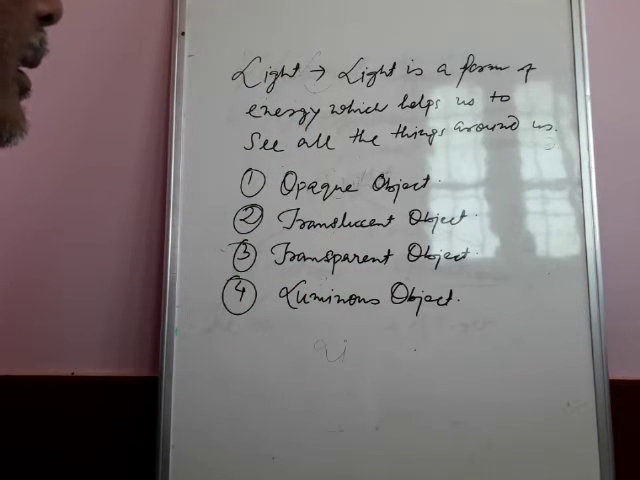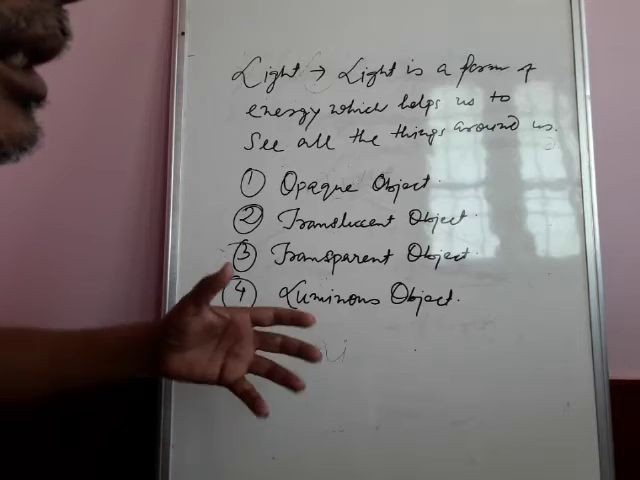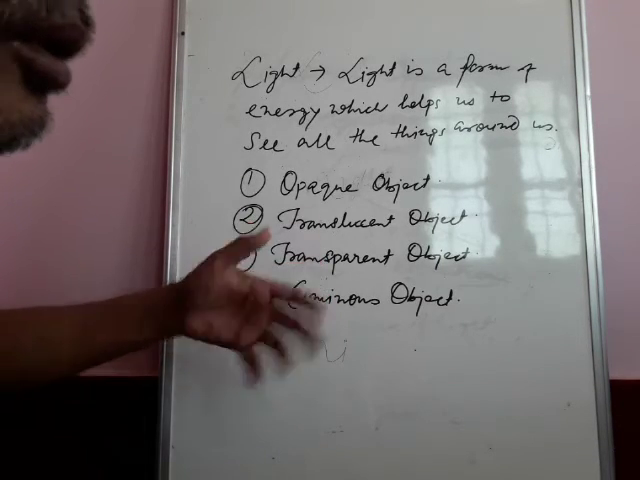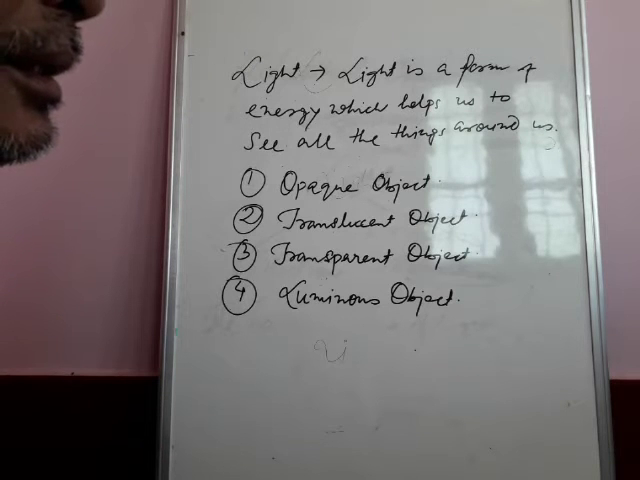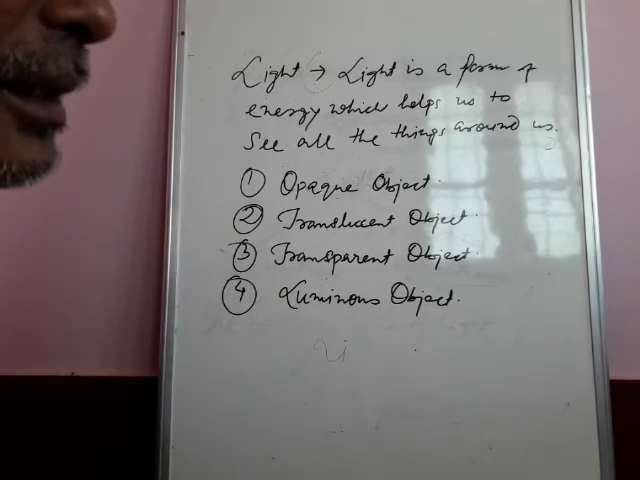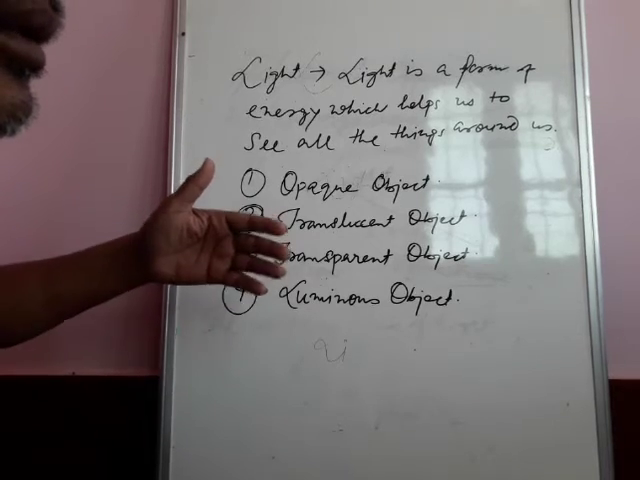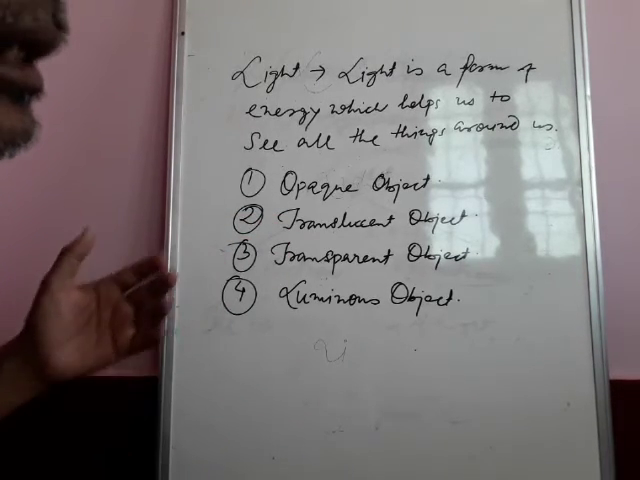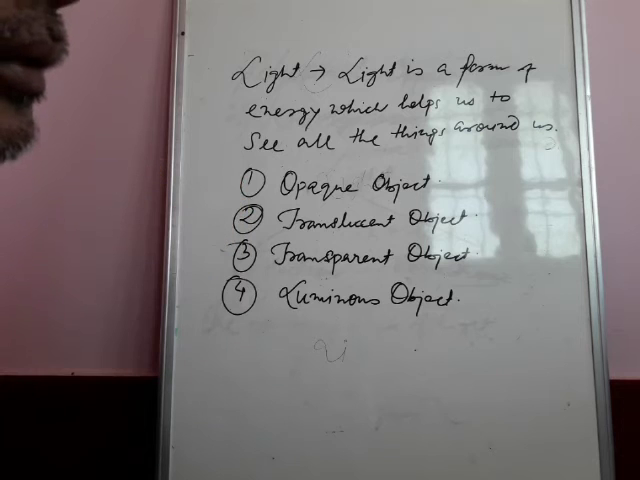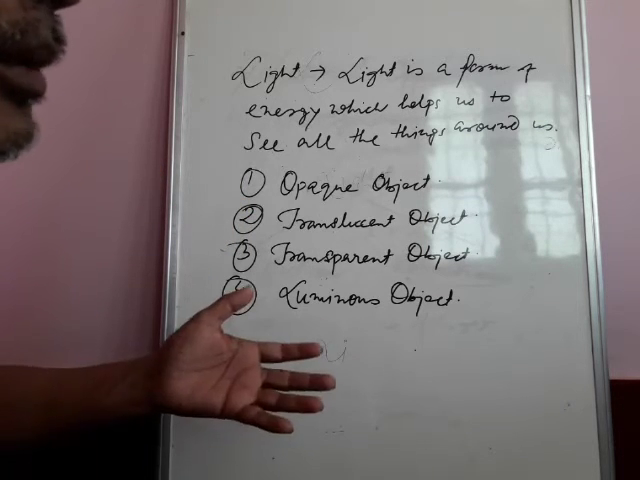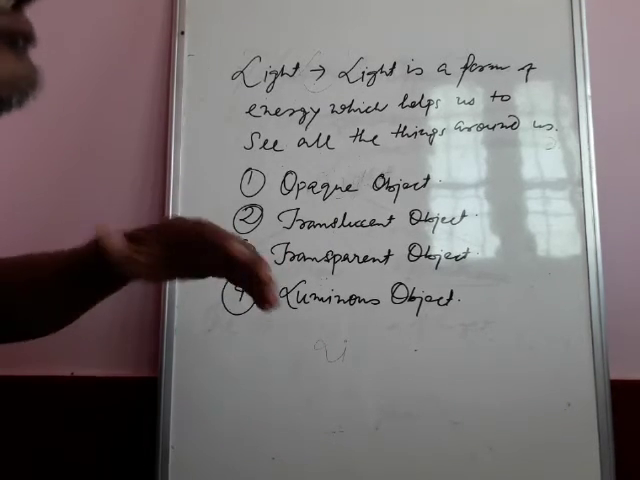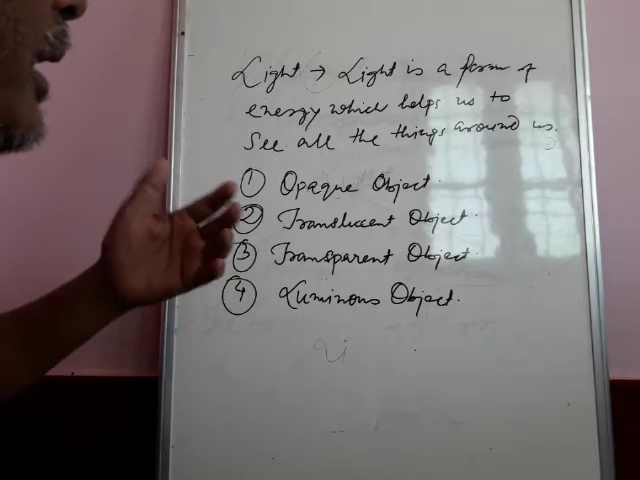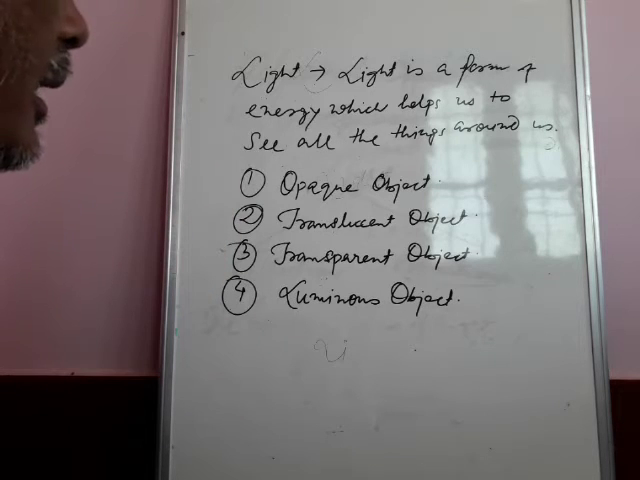Translucent object: an object through which light can pass, but partially, not wholly. That is called a translucent object. Like there are many window panes through which light can pass partially. There are some examples of translucent objects. Transparent objects: objects through which light can pass, about 95% of light can pass through that object. Those objects are called transparent objects.